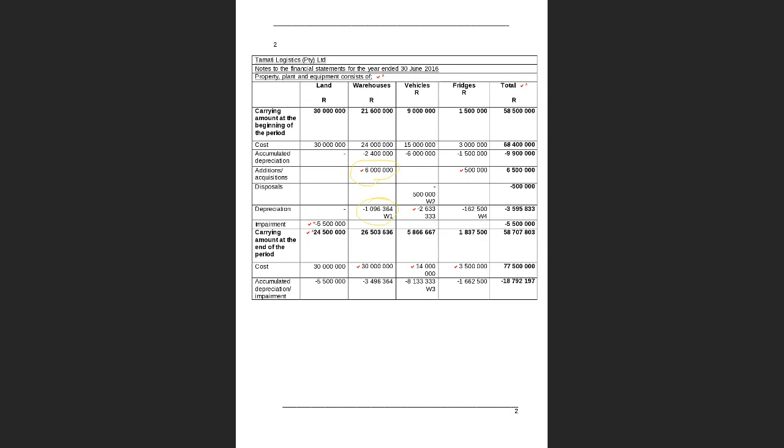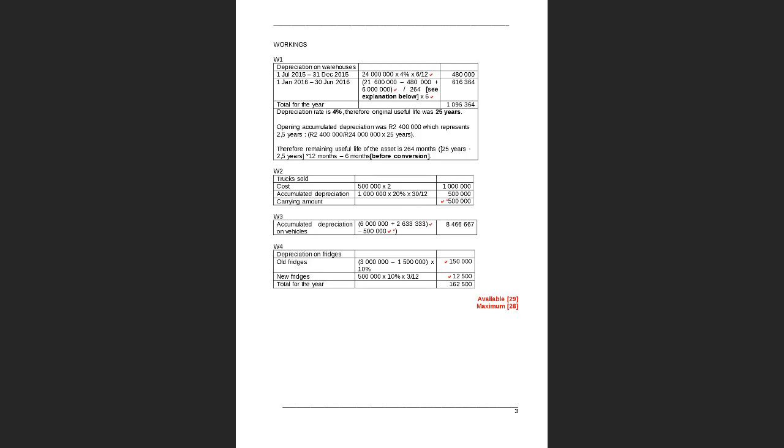If I go to the workings, you will see this is the calculation here. So before the refurbishment, for the year 2016, depreciate for 6 months.